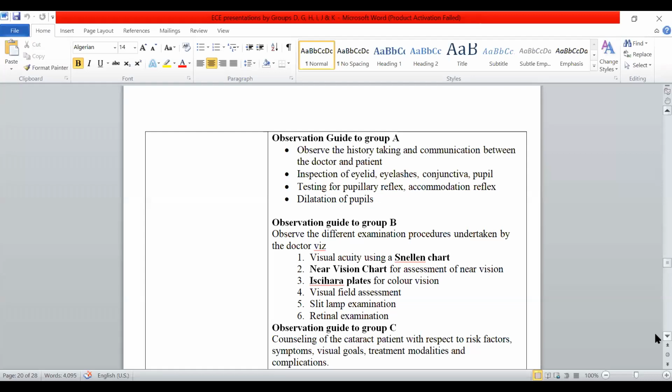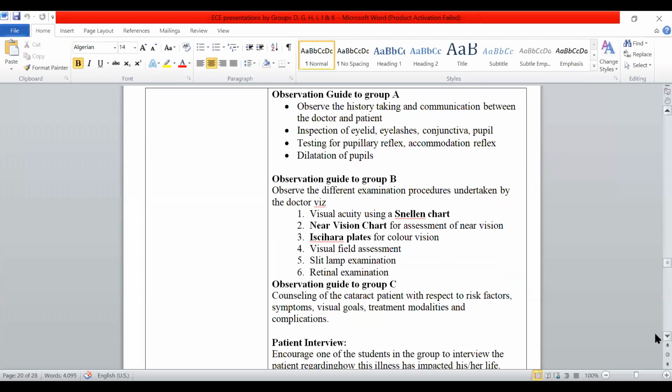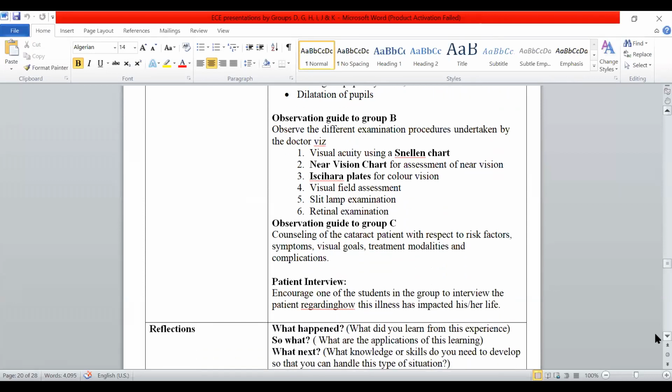Then in the observation guide of group B, observe the different examination procedures undertaken by the doctors, that is visual acuity using a Snellen chart, near vision chart for the assessment of near vision, Ishihara plates for color vision, visual field assessment, slit lamp examination, and retinal examination. The majority of these tests would be taught to the students in the physiology clinical labs. So it's better to take their help also here so that they will learn it and then they can come to this ECE session.